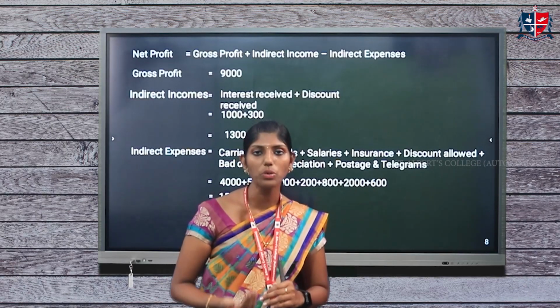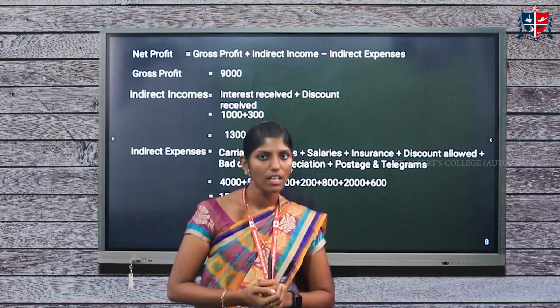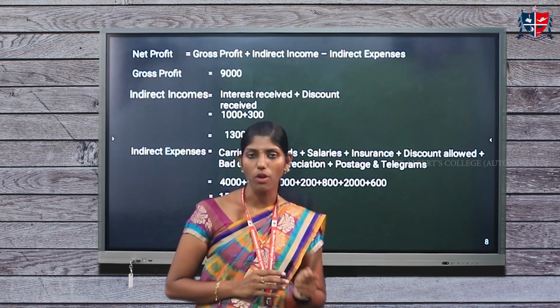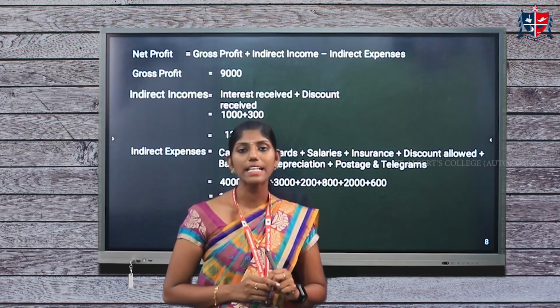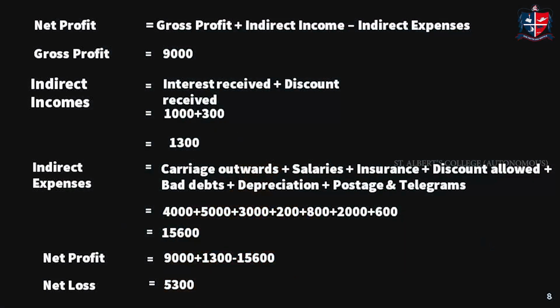Then we can substitute it in the equation, that is net profit is equal to gross profit plus indirect incomes minus indirect expenses. 9,000 plus indirect incomes 1,300 minus 15,600. So we can see that this is a negative balance. It shows that this is not a net profit. We will get a net loss of rupees 5,300.